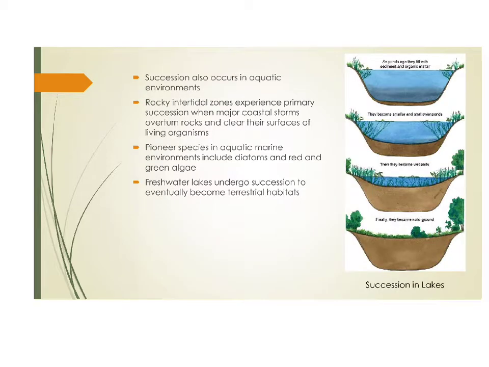So succession can also occur in aquatic environments. You probably saw this, guys, on your STAR test because this is one of the ones that they like to talk about. So let's first talk about rocky intertidal zones. I mentioned rocky intertidal zones when I talked about the sea stars being keystone species. Rocky intertidal zones can experience primary succession when major coastal storms overturn rocks and clear their surfaces of living organisms.